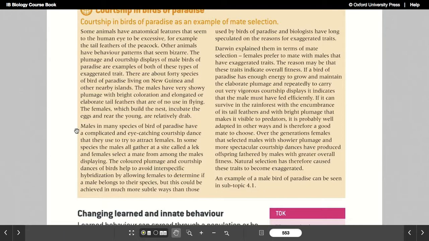So the birds of paradise will do a courtship dance to attract the females, because the females have the house, and they're also the ones that you want to mate with. So you're basically trying to do a dance so the lady will let you into the house. Apparently the males will gather at a site called a lek, and the females will select a mate from the males that are there. And it'll be based on how they look and their dances.